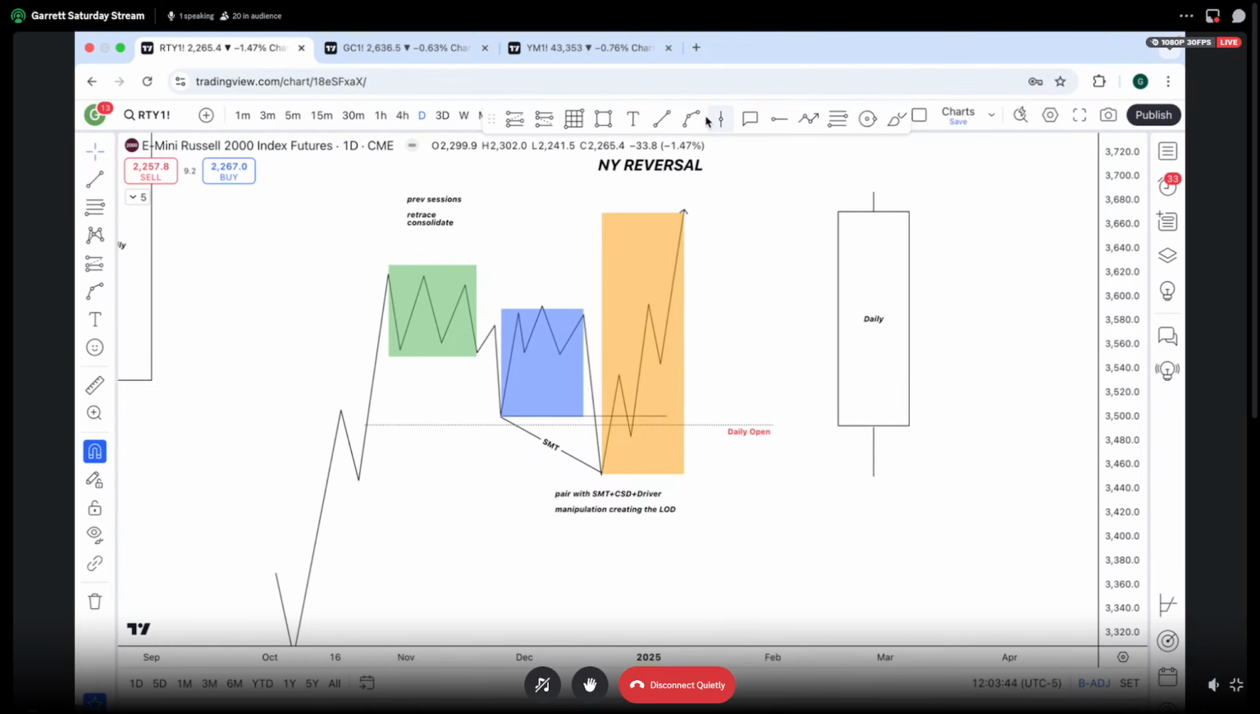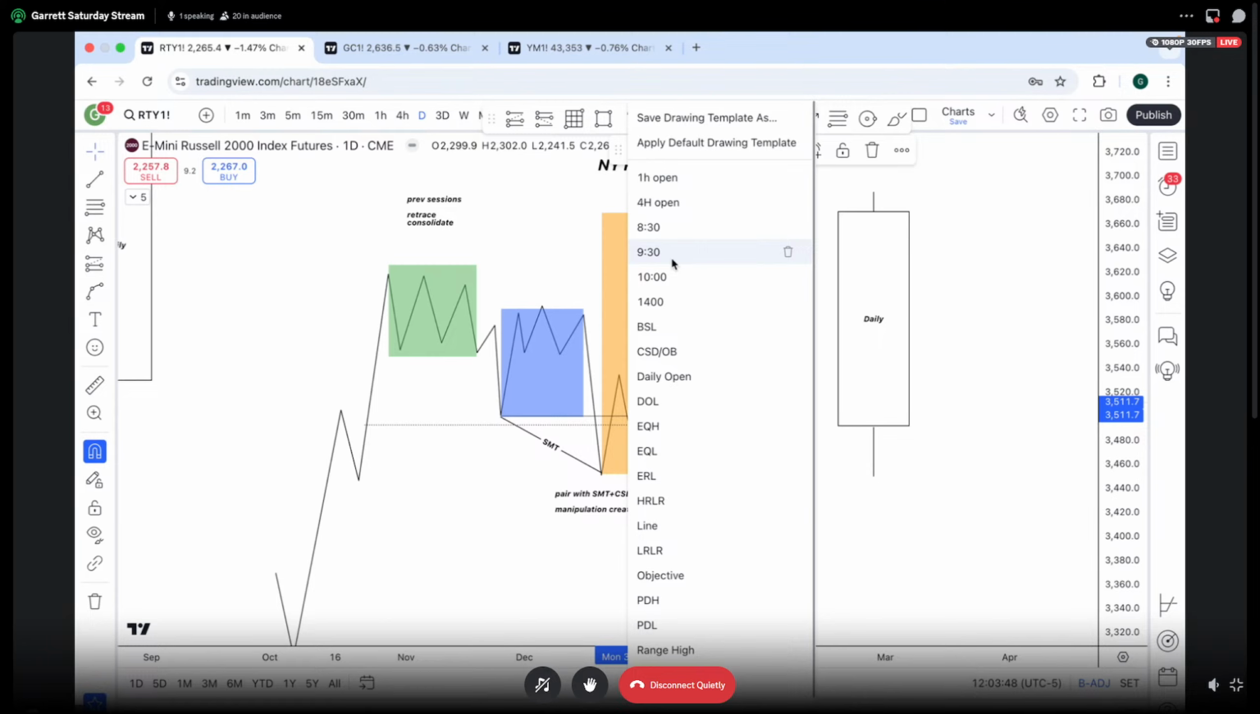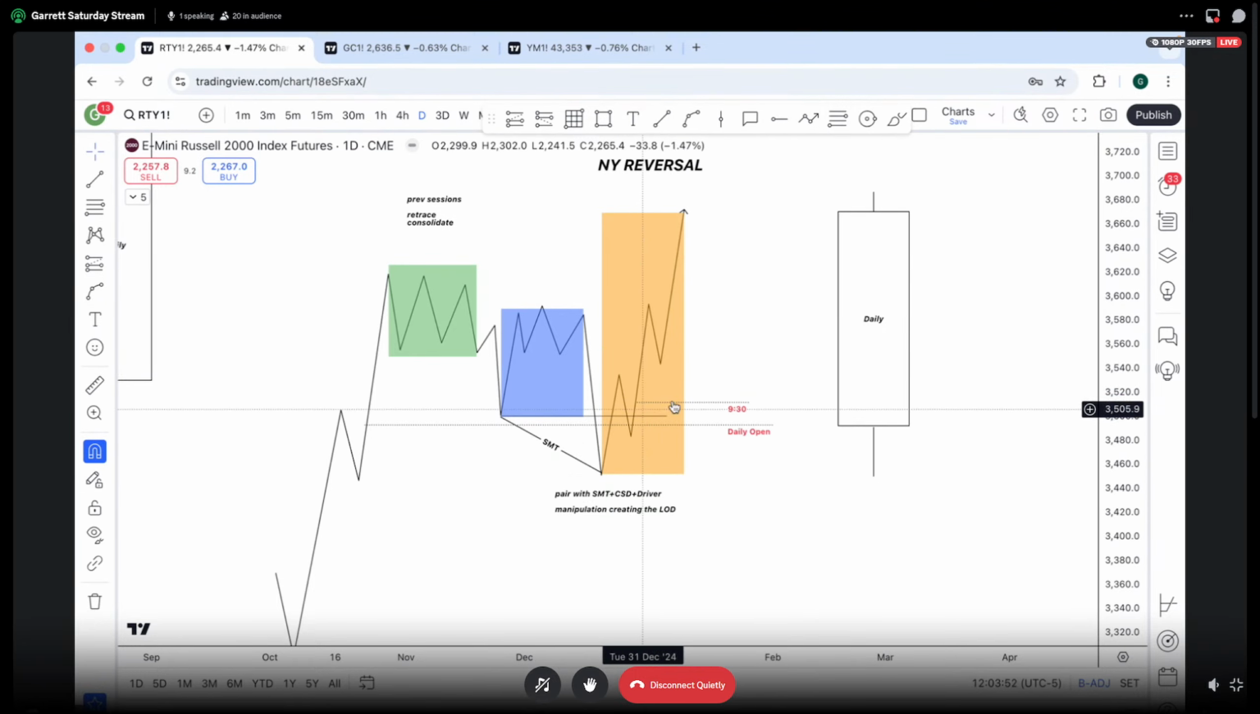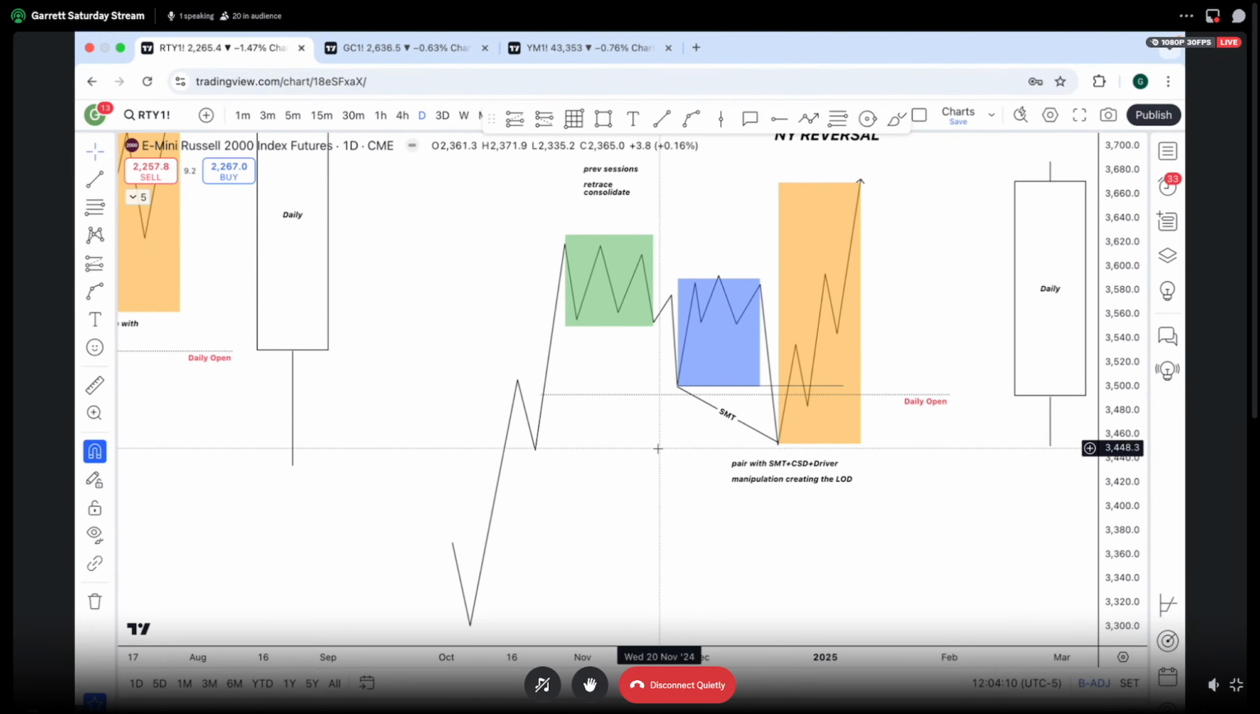So let's say we have the 9:30 open right here. If we manipulate prior to a driver, the confirmation to this manipulation is if the driver expands away from manipulation as it should. If there's going to be manipulation, it should expand away. That's the confirmation. But if we open up the driver here, manipulate, and then close through the opposing candles, that's added confluence.